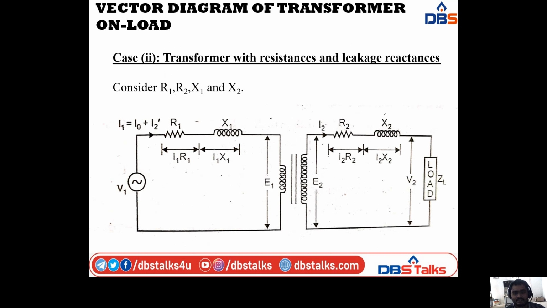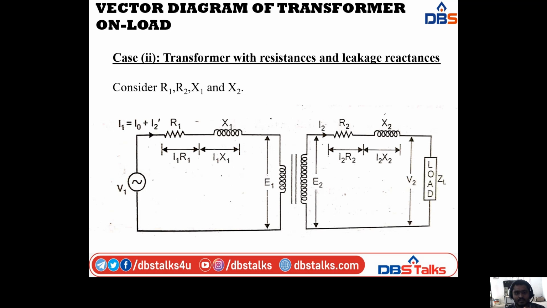Okay. And coming to case 2: transformer with resistances and leakage reactances. So here I am considering R1, R2, X1 and X2. In the previous case I neglected R1, R2, X1 and X2. The diagram is like this. Here we have the voltage drops I1 R1, I1 X1 and I2 R2, I2 X2. This is the diagrammatic representation of this explanation.